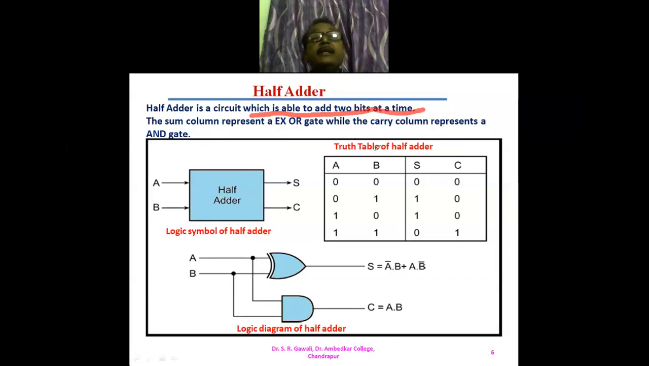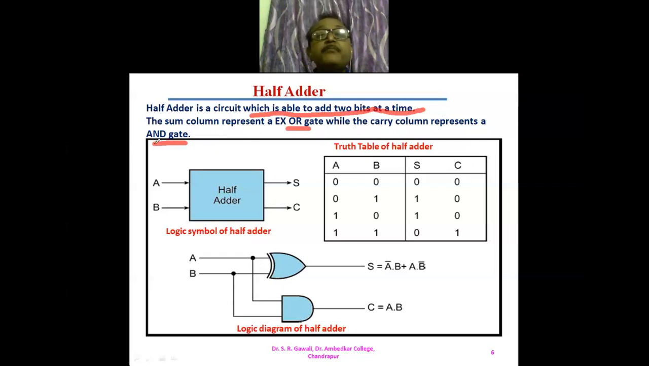Now, in the process of addition, we get 2 terms. One is the sum and another is the carry. Whenever we add any 2 bits or more than 2 bits, we get the sum and we get the carry. So the sum represents the exclusive OR gate, while the carry represents the AND gate.